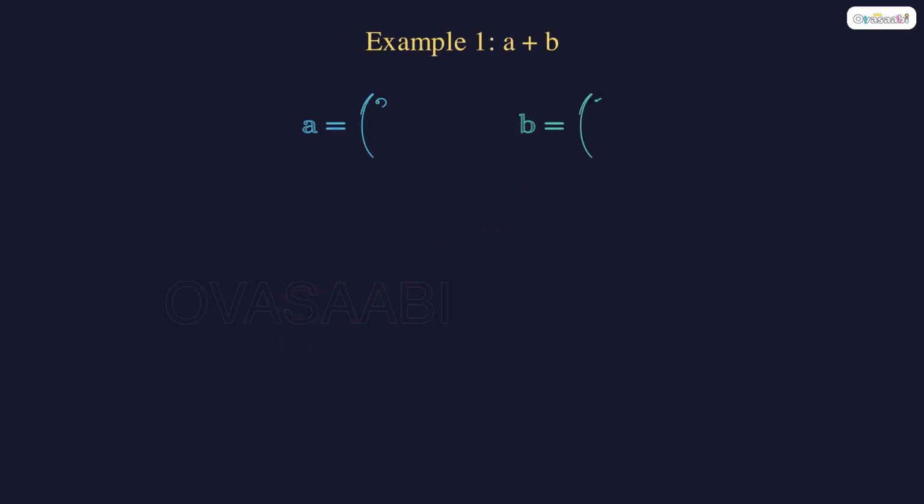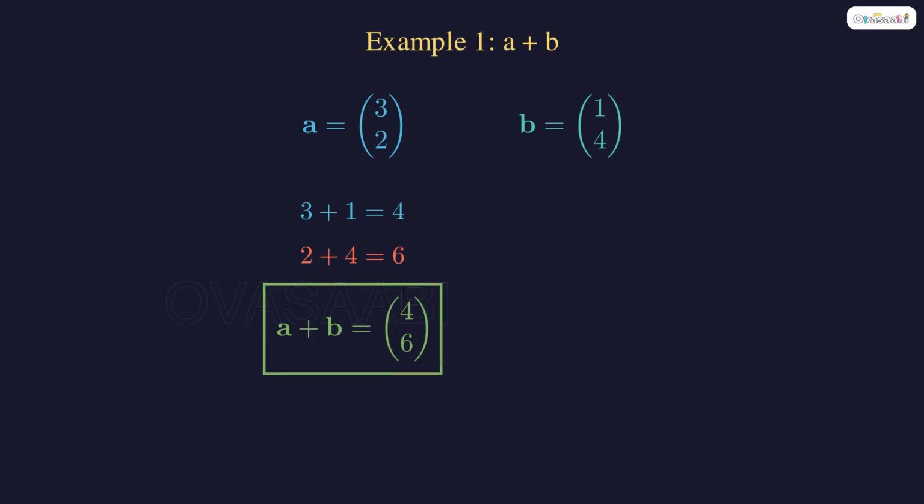Example 1. Add a equals (3, 2) to b equals (1, 4). Add the top numbers, 3 plus 1 is 4. Add the bottom numbers, 2 plus 4 is 6. The answer is (4, 6).